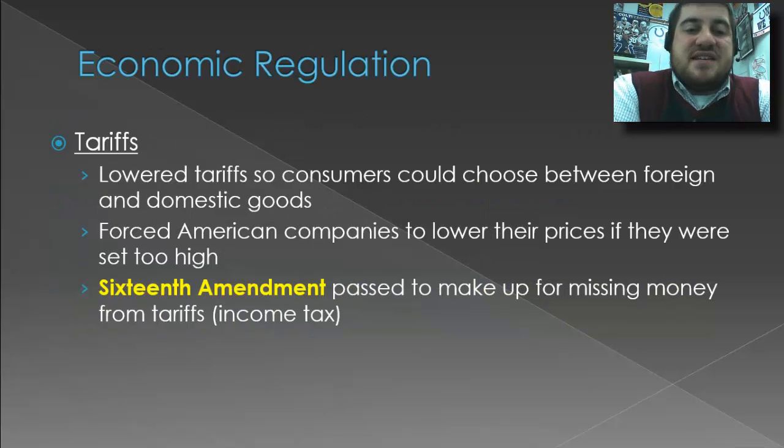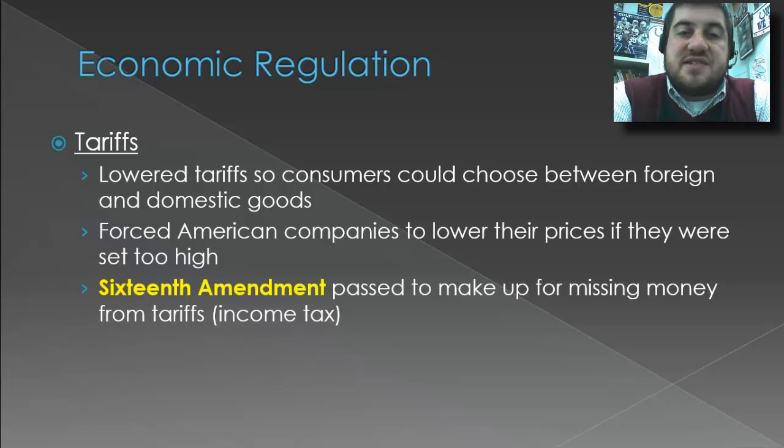Tariffs. What he does is he and the Democrats lower tariffs so that consumers could choose between foreign and domestic goods. They want the consumers to make the choice. What this does is he also forced American companies to lower their prices if they were set too high. And the 16th Amendment basically is passed in order to make up missing money from the tariffs. So we lower the tariffs, we don't have as much tax coming in on our imports, so we need to make up that money somehow, and we do it by passing the 16th Amendment.